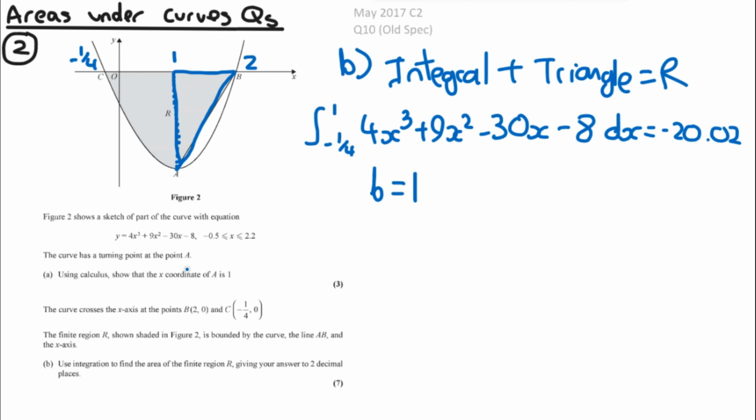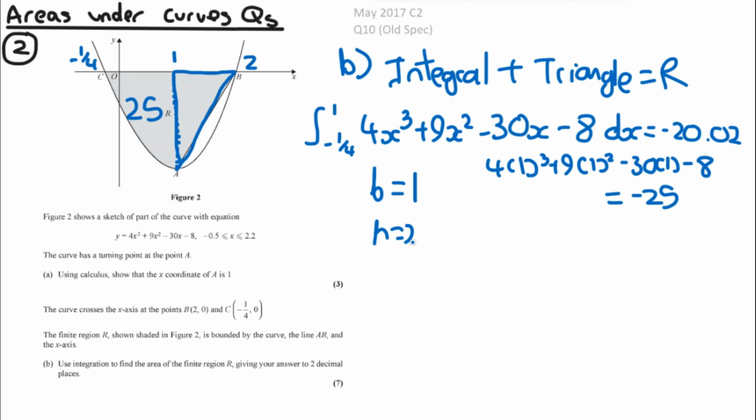So we need to find the y-coordinate of point A, and we know the x-coordinate, and we know the equation of the curve, so therefore we can just sub in 1, so it's going to be 4 times 1 cubed plus 9 times 1 squared minus 30 times 1 minus 8, which if you put it into a calculator is equal to minus 25. Again, it makes sense that it's a minus number because it's below the x-axis, but this means that the height is going to be 25. So the area of the triangle is going to be half times the base, which is 1, times the height, which is 25, so it's going to be 25 over 2.